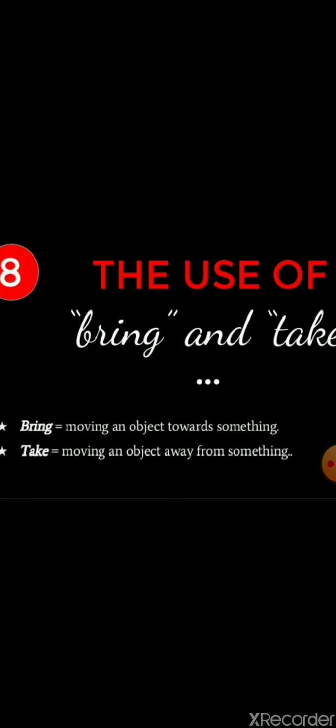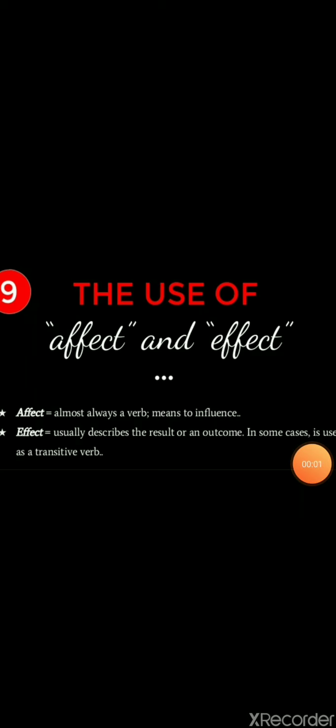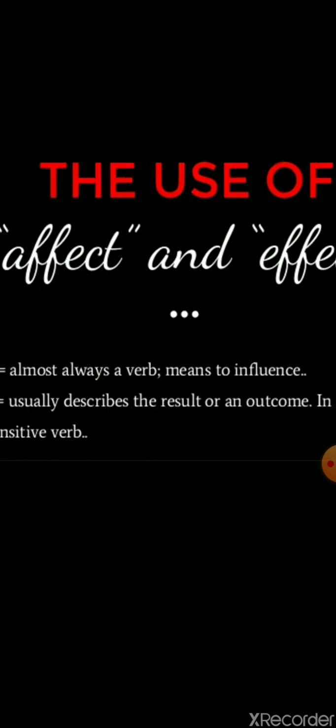Okay, if coming closer, take is there, it's wrong. If going away, then bring is there, then also it is wrong. In the series of common errors, we are now at number 9: the use of affect and effect. Yes, again the difference of context.